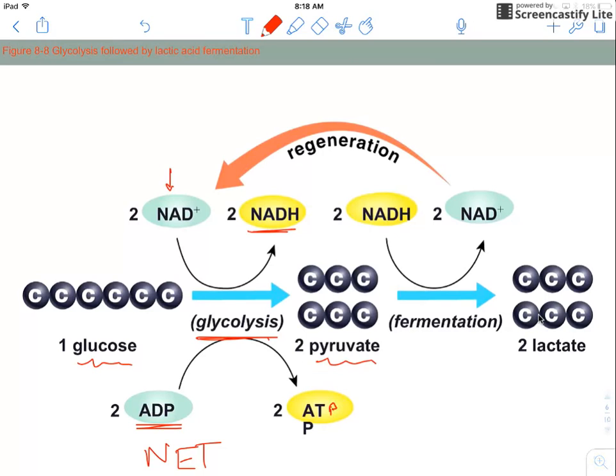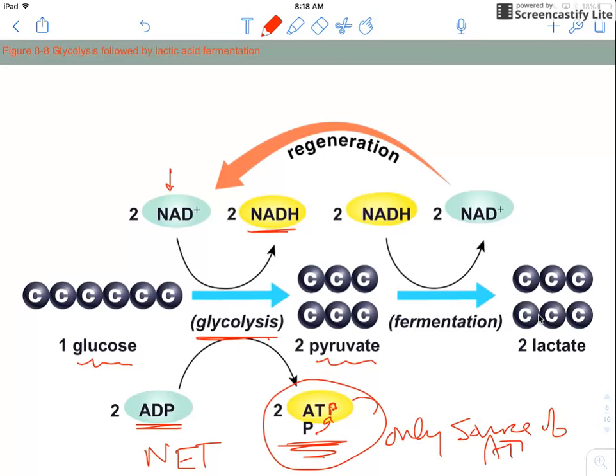I don't know why I always lose my phosphate there. Get on it, phosphate. Get up there. All right, so this is the ATP we need. So in the absence of oxygen, this is our only source of ATP.